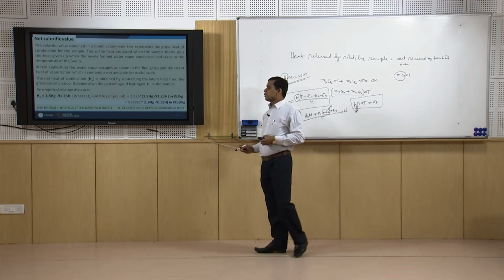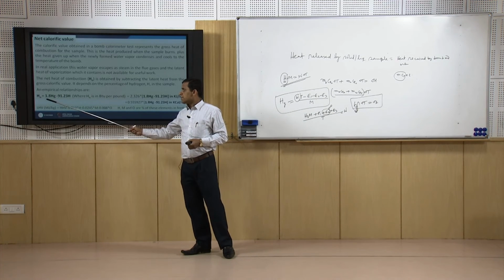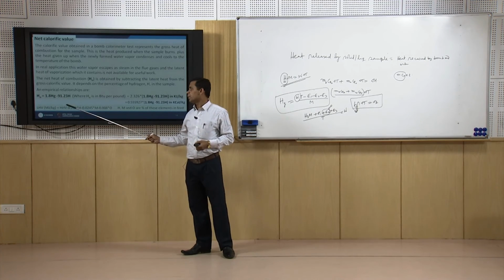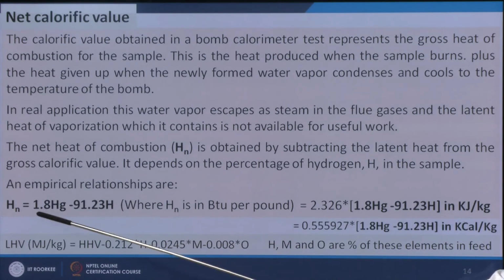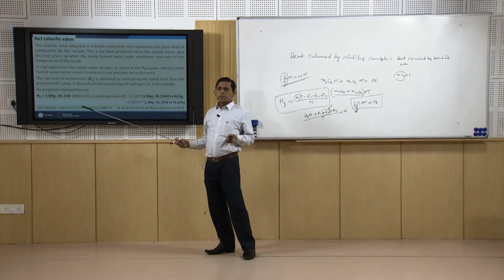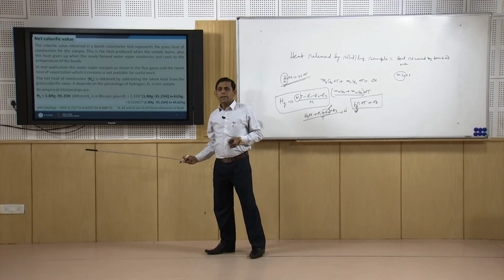To determine the net calorific value, some empirical relationships are given, that is H net is equal to 1.8 into H gross, the higher heating value, minus 91.23 into H, where H is the hydrogen percentage, but this is when H net is in unit of BTU per pound. After conversion we get 0.555927 into 1.8 Hg minus 91.23 H in kilocalorie per kg unit.